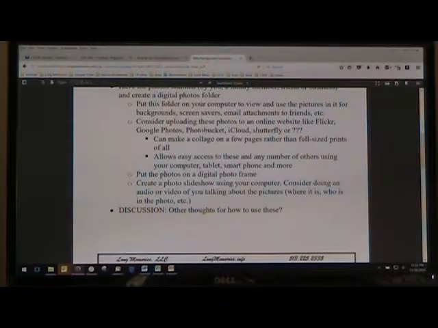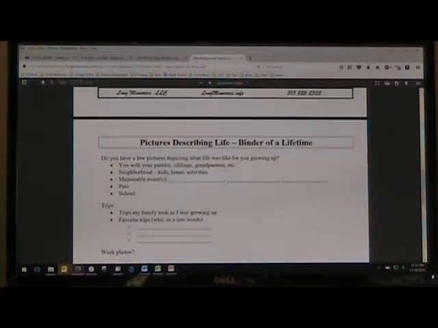You can then put the folder on your computer if you decide to do a digital effort and scan them, and then have all sorts of ways of sending those photos, copies of those photos, to any number of people. And you may choose to make a collage, and so all sorts of possibilities.